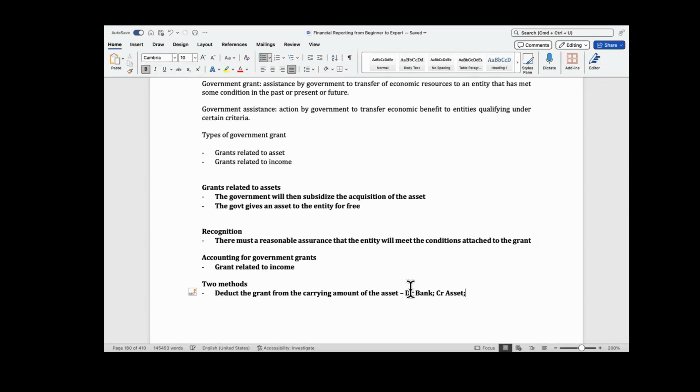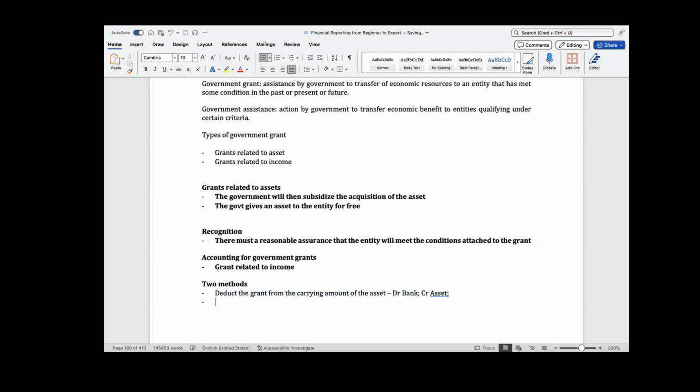So the impact of this is this. The cost of your asset becomes reduced, which ultimately will impact the depreciation that would be recognized in P&L. So that's the first way, which is quite straightforward.